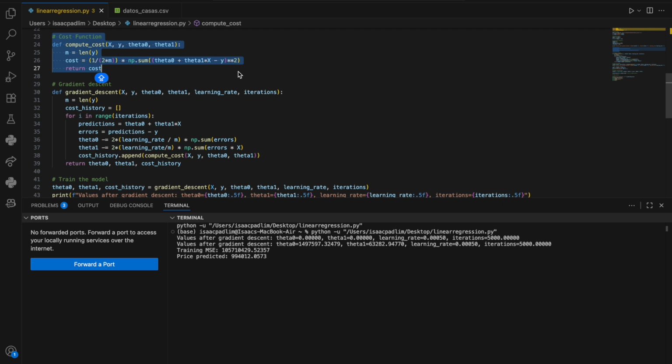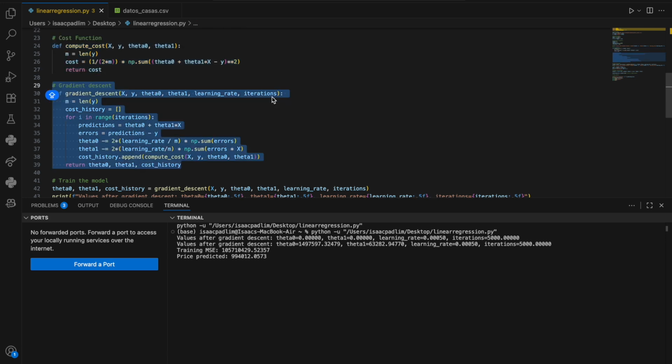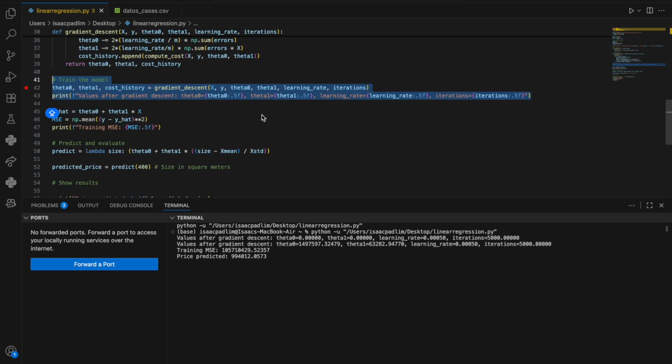Now we have to define the cost error function. This is half of the mean squared error. Lower cost equals better fit. Now we define the gradient descent, or how we learn the line. So basically we predict, measure the error, and nudge the line a little to reduce that error many times in a row. Then we have to train the model and print the results.